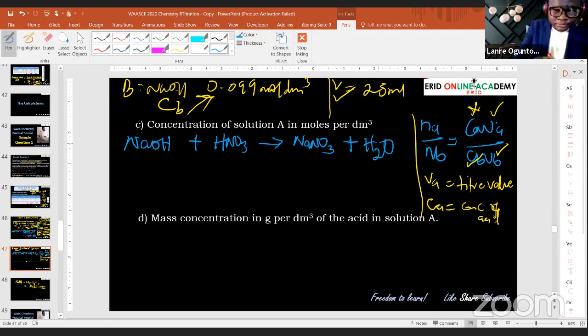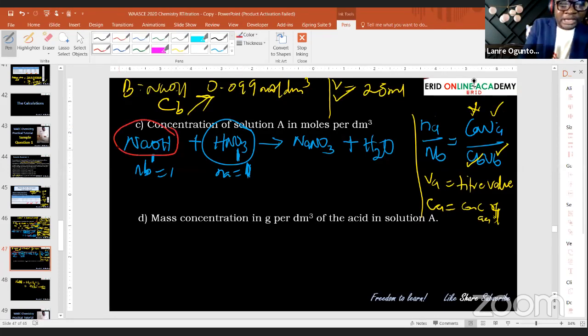Now if you look at this reaction, it's balanced. We have 1 mole of acid neutralizing 1 mole of base. This is your Nb. Nb is 1 and Na is 1. So how do we get this number of moles? It is the coefficient of this particular species: the coefficient of nitric acid here and the coefficient of the base here is 1 and 1. Since no value is written in front of it, it's 1 and 1.